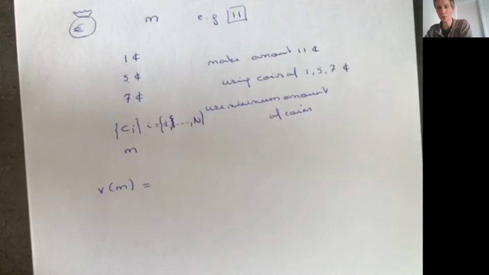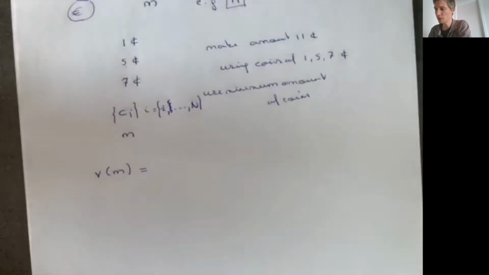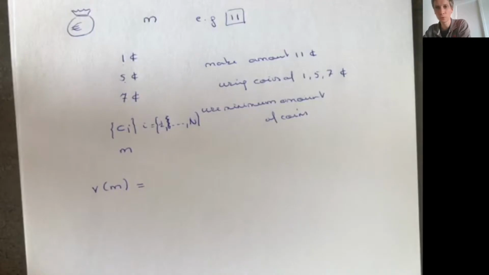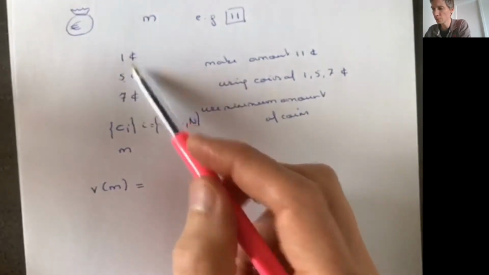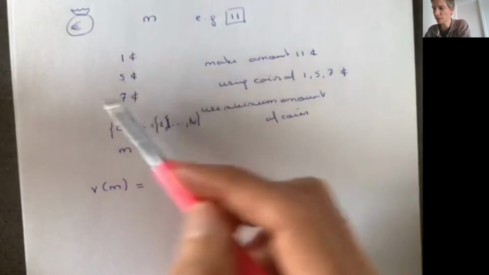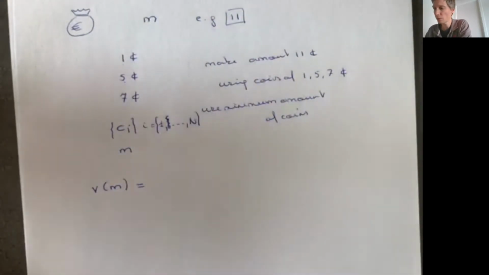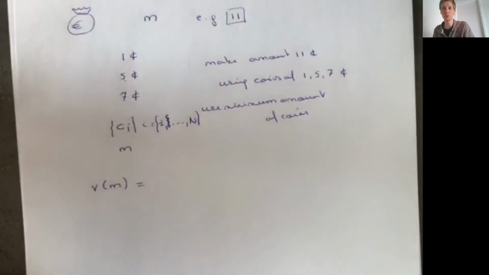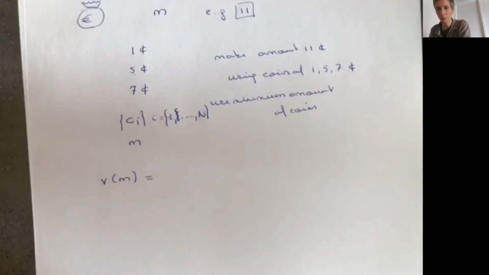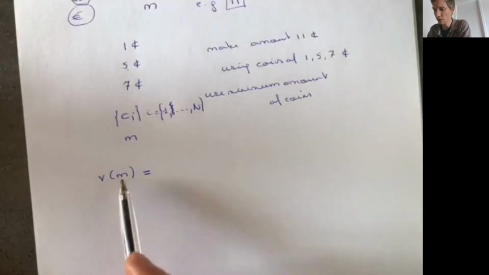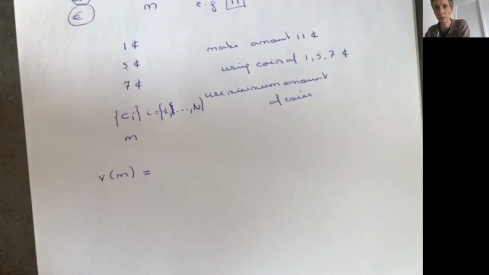So let's think a little bit about what we would like to do. A brute force approach, for example, would be to go over all possible combinations of 1, 5, and 7 cents, come up with all the combinations that make up 11 cents, and then find the one with the fewest amount of coins. This is clearly not efficient. The dynamic programming approach is a bit more sophisticated, in the sense that you can think: look, I'm having to return an amount of M. How can I do this?